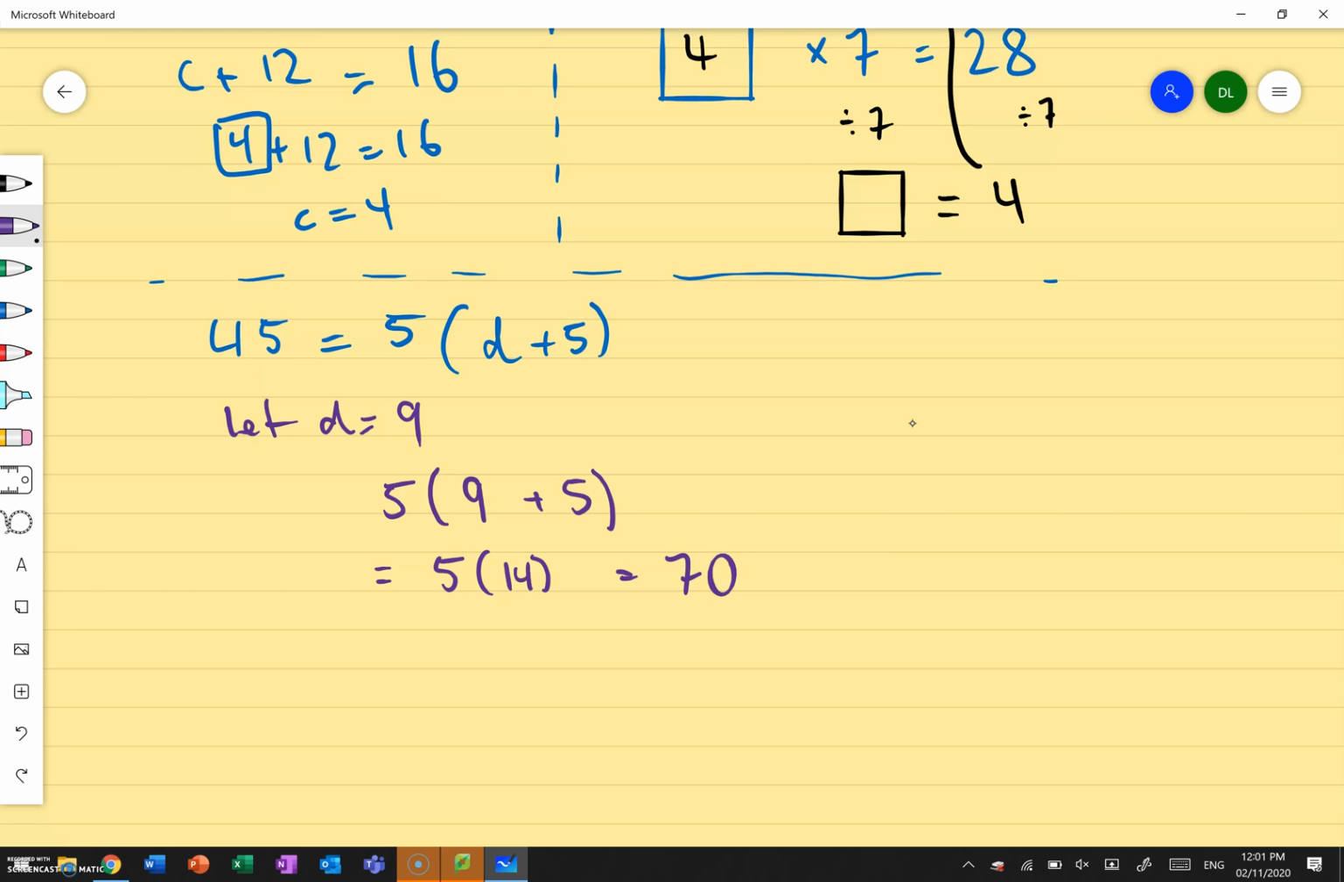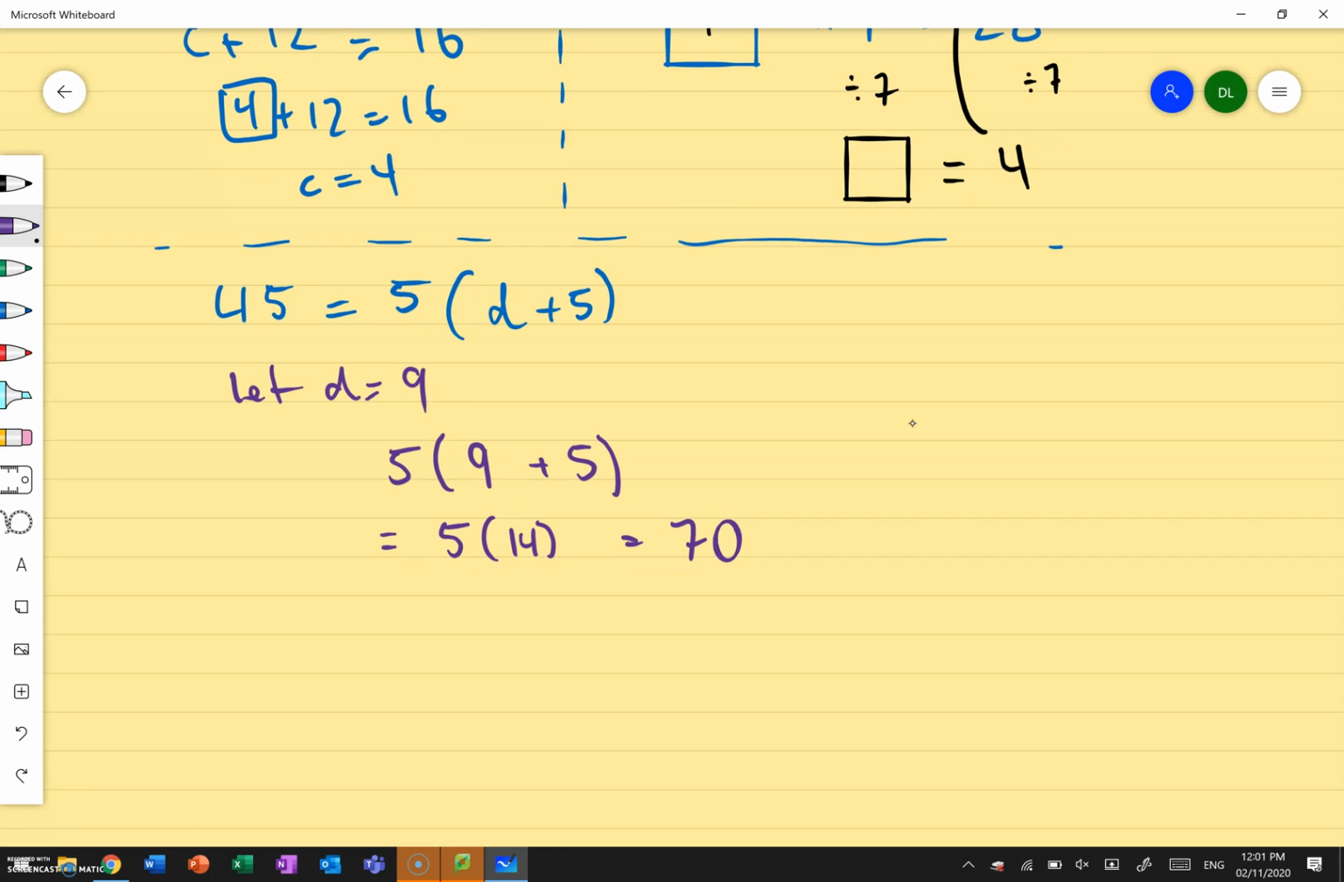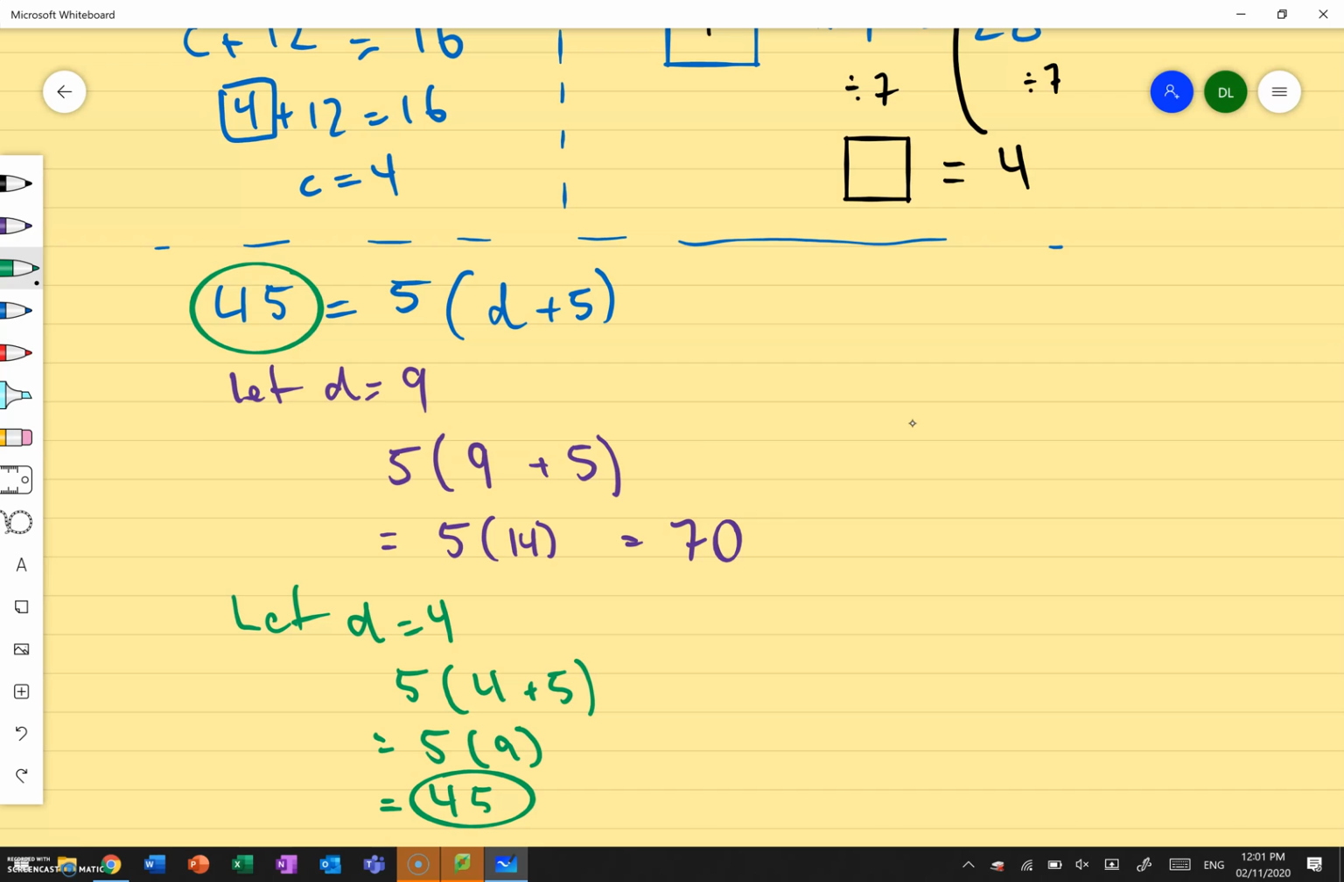Let's try 4, okay. Let's do this in a different color so we can separate it. Let D equal 4. Same thing, 5 bracket. Now, don't write D, I write 4 plus 5. What's 4 plus 5? 9, so I got 5 bracket 9. 5 times 9 is 45. Bam, that is the same answer as in our question. And so D equals 4.